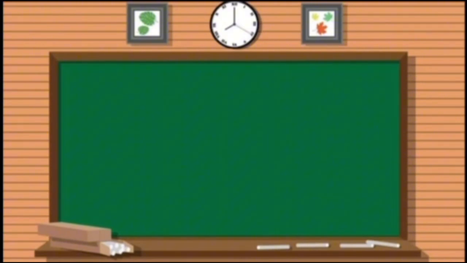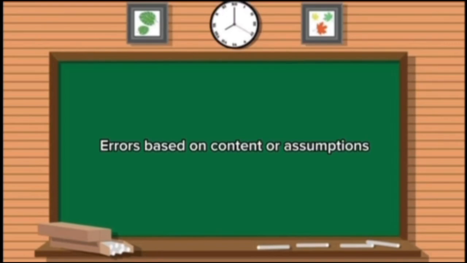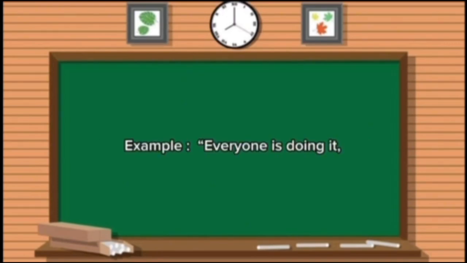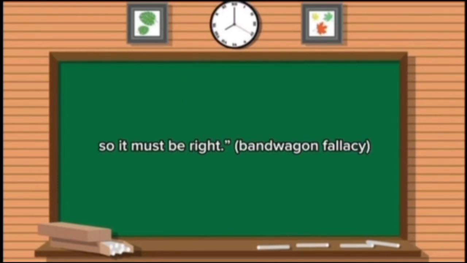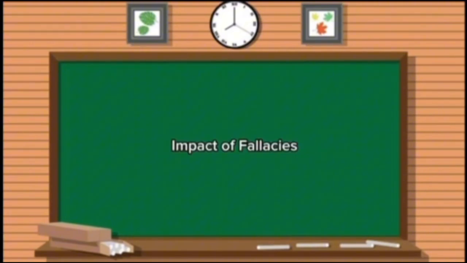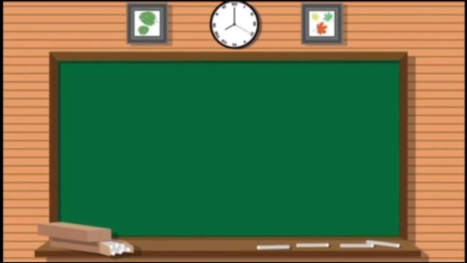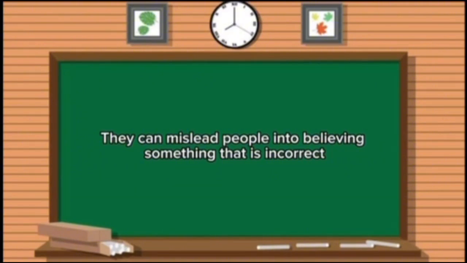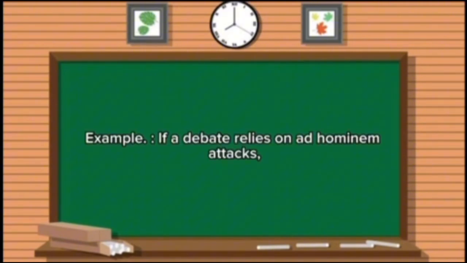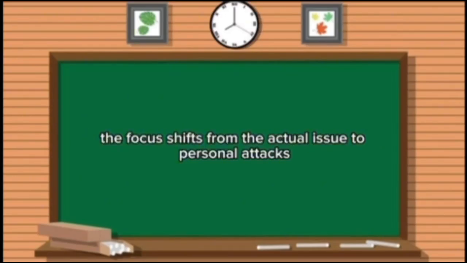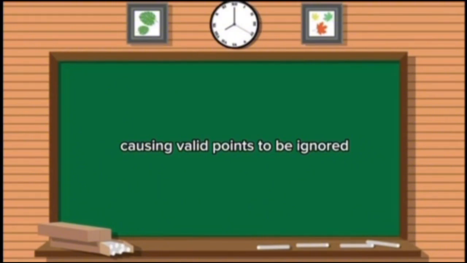Informal fallacies. Errors based on content or assumptions. Example, everyone is doing it, so it must be right. That is a bandwagon fallacy. Impact of fallacies. Why avoid fallacies? They weaken arguments and lead to false conclusions. They can mislead people into believing something that is incorrect. Example, if a debate relies on ad hominem attacks, the focus shifts from the actual issue to personal attacks, causing valid points to be ignored.